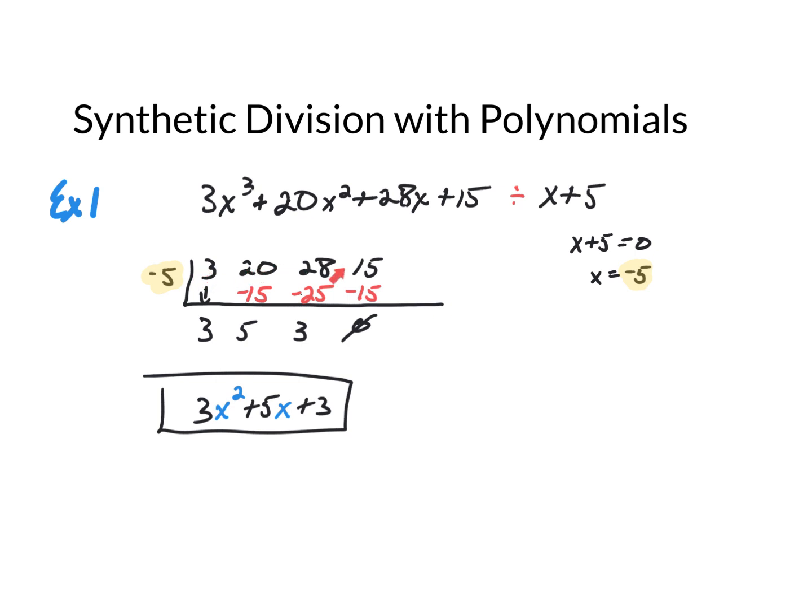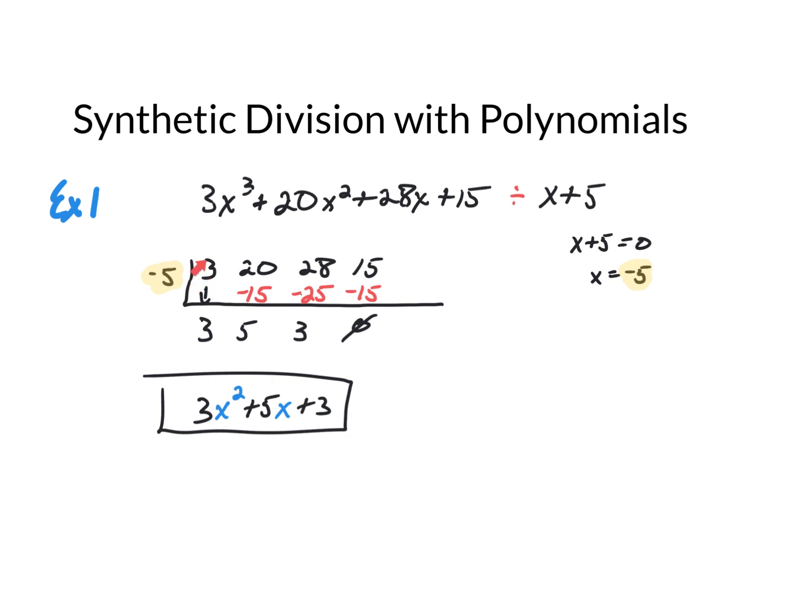And these numbers at the top are the coefficients of our dividend. So 3x to the third, we write the 3. Then we write the 20. Then we write the 28. And finally, the constant 15. Notice that we have all of our exponents accounted for here: our x cubed, x squared, x to the 1 power, and our constant. All right, so that's how you set that up.